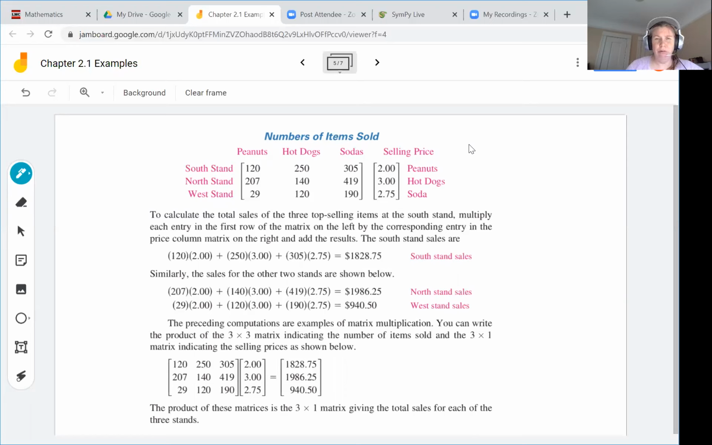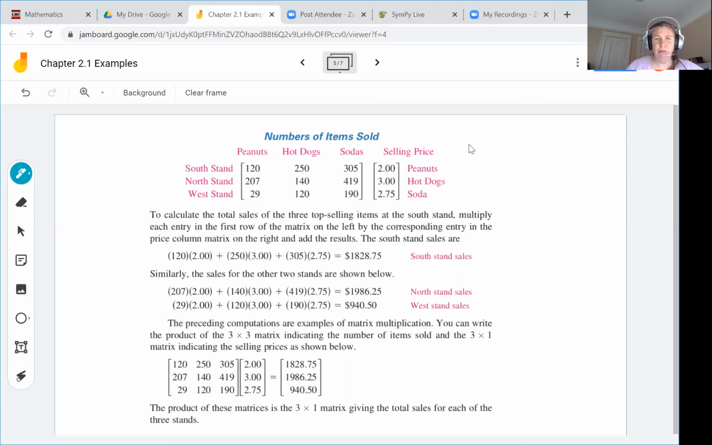All right, the column vector to the side is the selling price for each of the peanuts, hot dogs, and sodas. So we are going to use these matrices to find the total sales of these top three selling items at each of the stands. So we're going to go through some multiplication here.